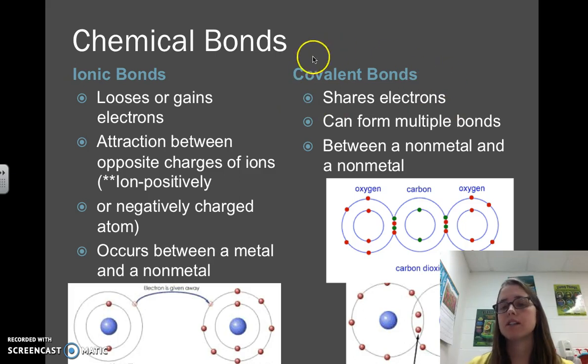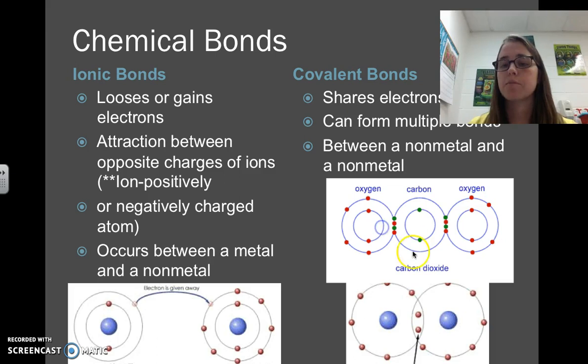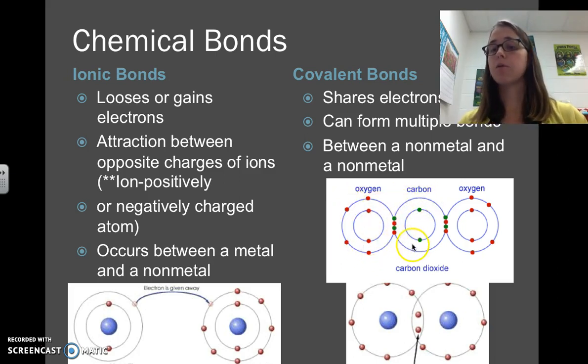The second type of bond is covalent bonding. That's when they share electrons. And these usually happen between two nonmetals. And you can form multiple bonds, meaning they can share more than one electron. If they share more than one electron, they potentially make a double bond or a triple bond. But essentially what happens is in that outermost shell, they'll combine, and you'll notice here carbon is representing its electrons in green, and oxygen is representing its electrons in red. So carbon is like, I will share my 2 electrons in my outer shell if you share 2 of your electrons in your outer shell.